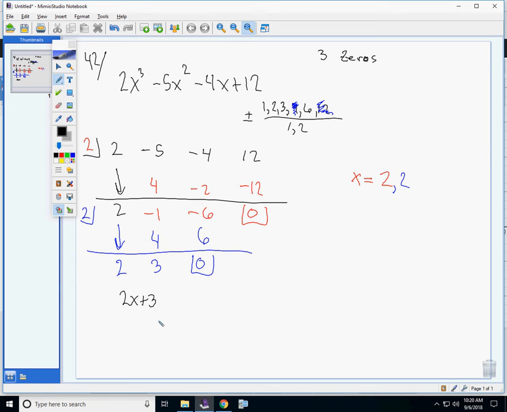Now since I'm trying to find the zeros or the roots, I'm going to set that equal to 0. I'm going to subtract the 3 to the other side, and then I'm going to divide by 2. So negative 3 halves. There's all the zeros I needed to find. I have a 2, and then negative 3 halves. Notice that there's 3 zeros. Here's all my zeros or roots of that function.